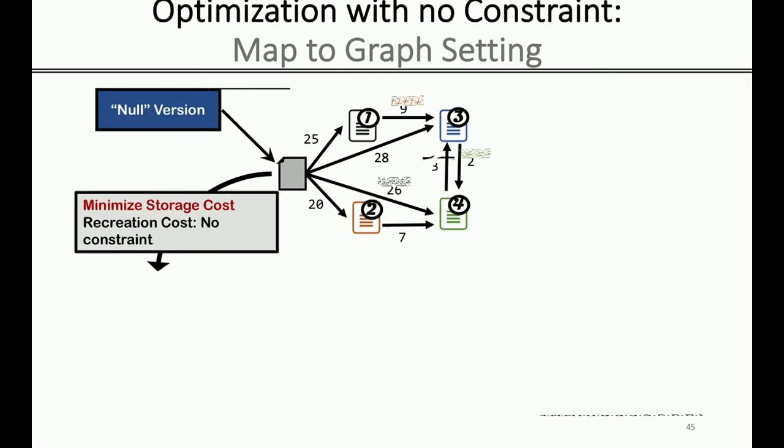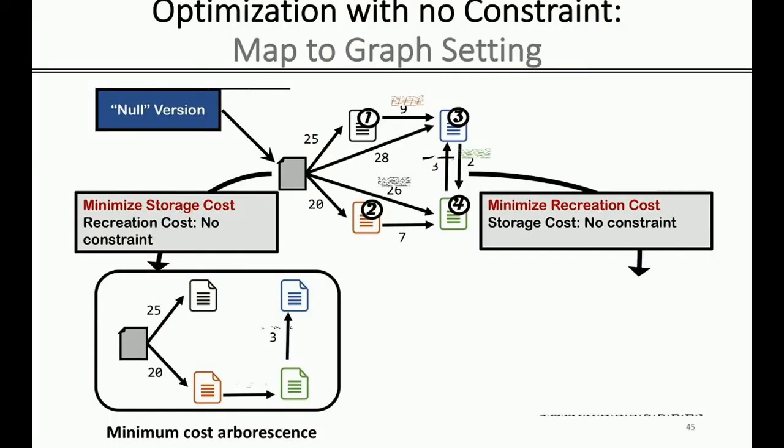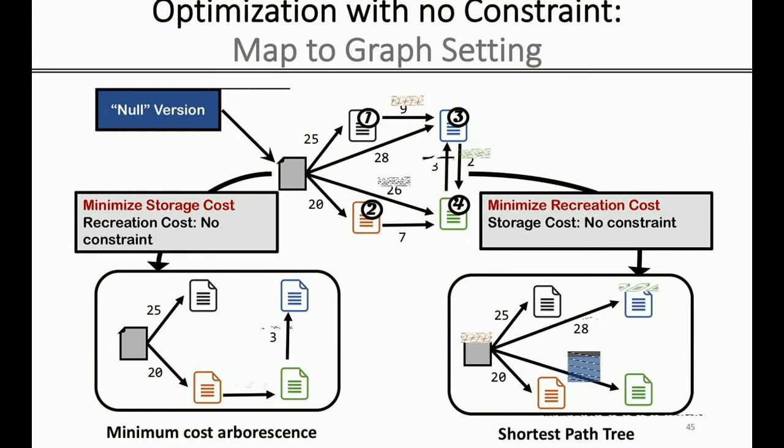The first one is, if we only care about the storage size and there is no constraint on the recreation cost, then this can be reduced to a minimum cost arborescence problem, because the storage size is basically the weight sum inside this tree, right? On the other hand, if we want to minimize the recreation cost and there is no constraint on the storage cost, then this is actually a shortest path tree problem, because the checkout cost for one version is basically the path weight from the null version to this particular version.